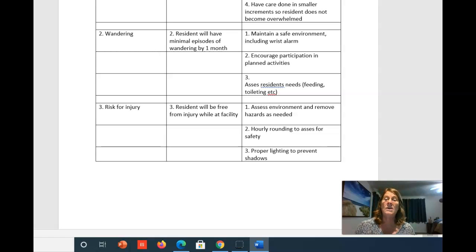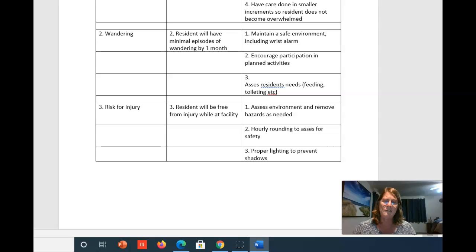Of course, we report back to the nurse to let them know how things have gone, or if we got them involved in activities, or how they did with their care. They can use that information for the evaluation process.